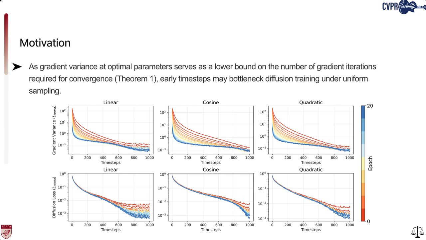Since the variance at optimal parameters serves as a lower bound on the number of gradient iterations required for convergence, we anticipate that the early time steps might pose a bottleneck to training efficiency when time steps are sampled uniformly. These results suggest that oversampling early time steps and undersampling later time steps could enhance overall training efficiency by effectively addressing the bottleneck presented by the subproblems at early time steps.